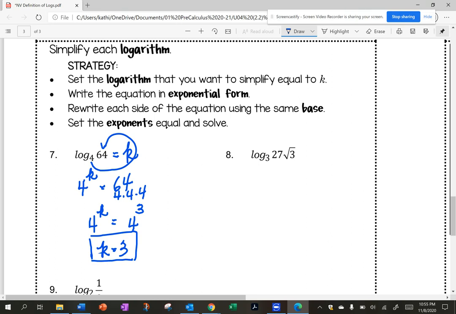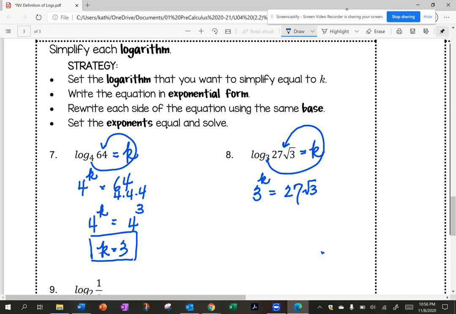Okay, let's have a try here. So this I think is easier if you rewrite this as a fraction, but we can do that first. So I'm going to first set it equal to k. Then I start at the base and I go counterclockwise around. So I say 3 to the power k equals 27 times the square root of 3.